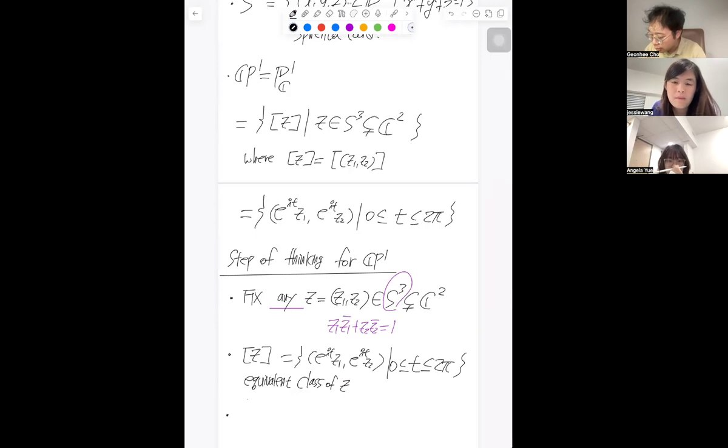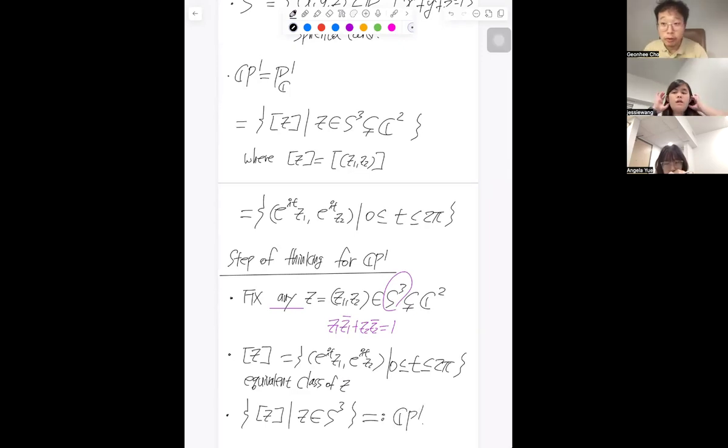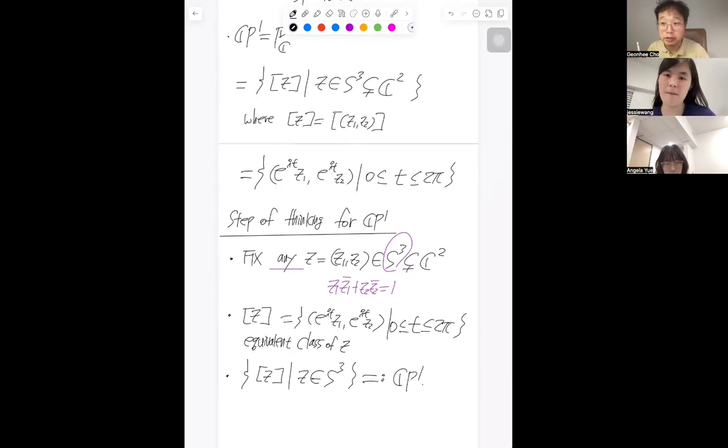And then you collect all of these equivalence classes of Z, and Z varies arbitrarily over S3. So this is the definition of CP1. That's the way of thinking in the procedure. Is that okay with you? You have a Z in S3, and then you make the equivalence class, and then we just regard it as an element and collect all of them, then that collection becomes CP1. That's the definition first. If you guys have any questions, let me know.